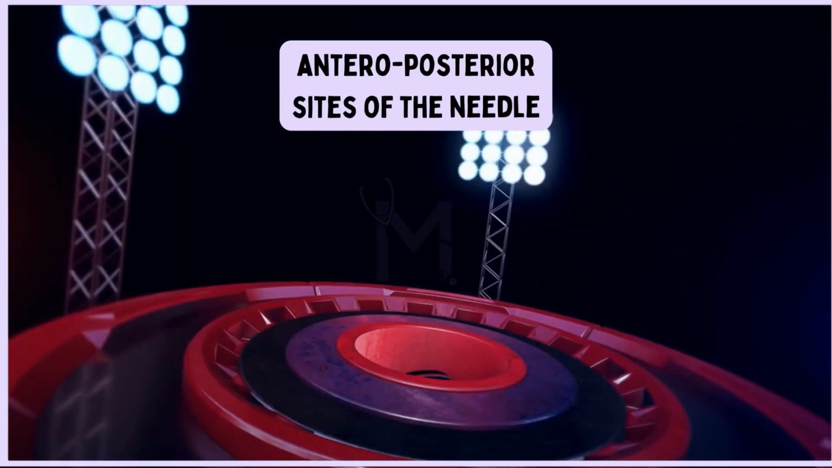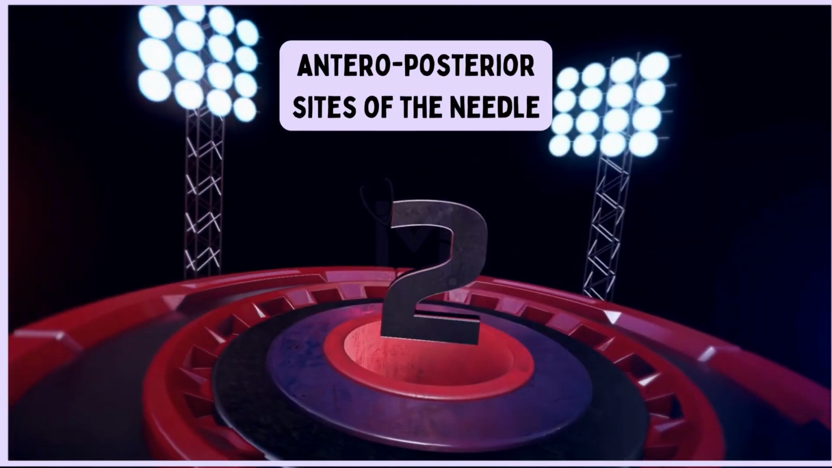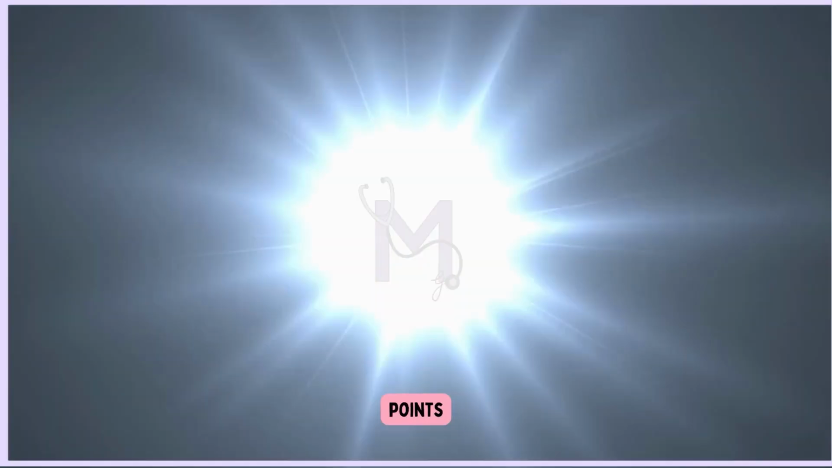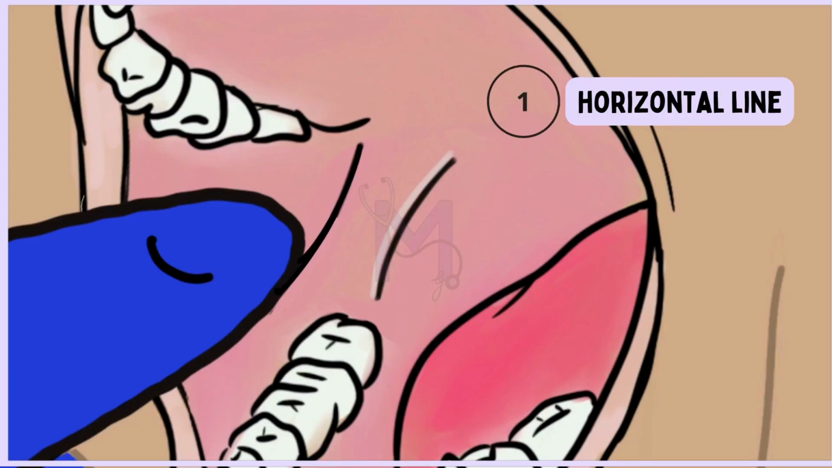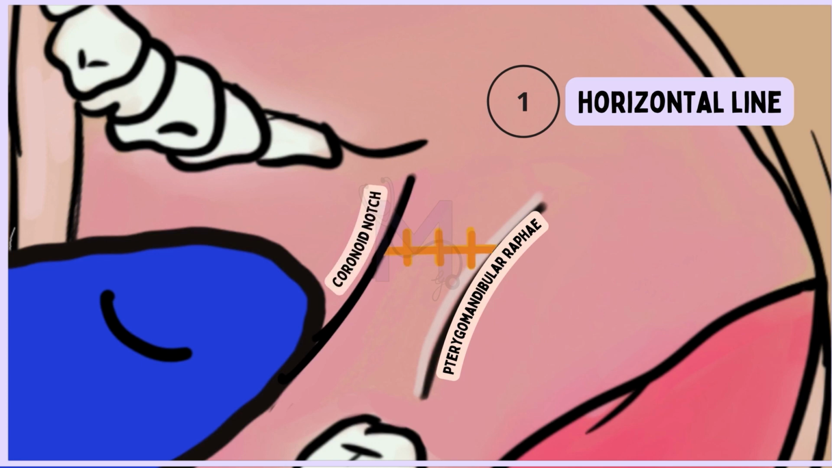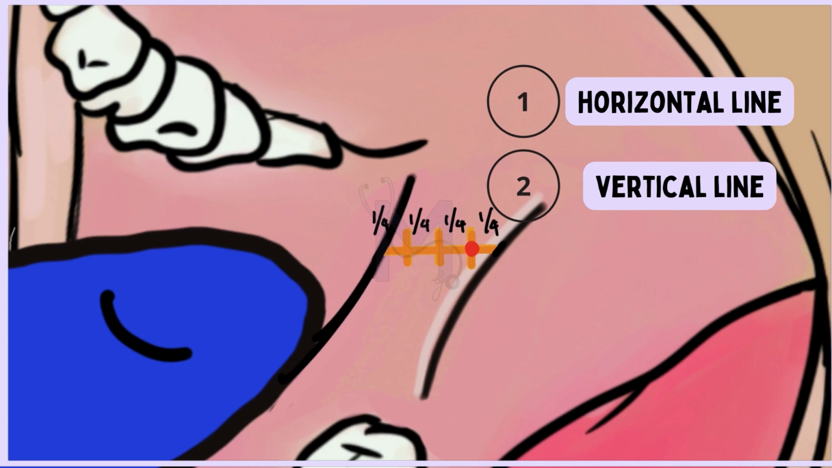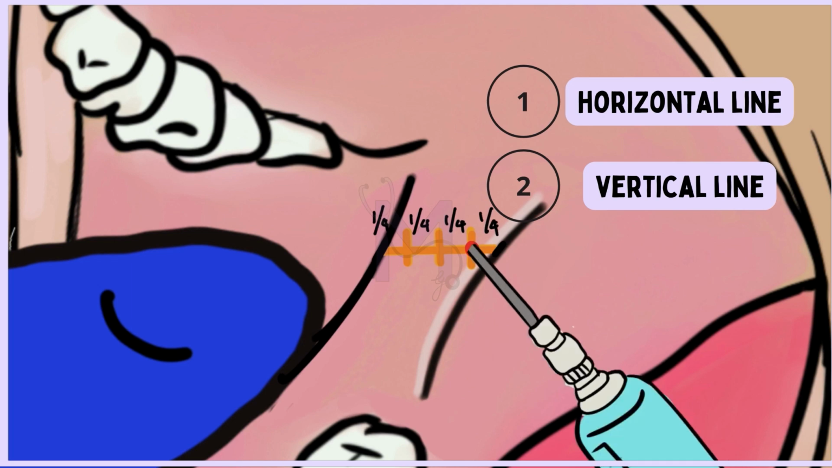The anterior-posterior site of the injection is determined by 2 points. Point 1 falls along the horizontal line from the coronoid notch to the deepest part of the pterygomandibular raphe. Point 2 is on a vertical line through point 1, about 3/4 of the distance from the anterior border of the ramus. Hence, needle penetration must occur at the intersection of these 2 points.